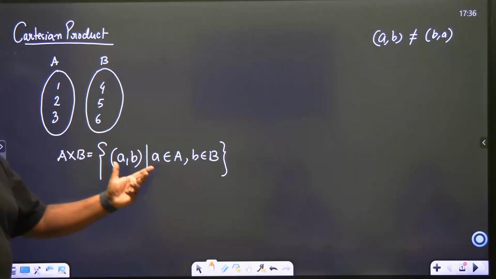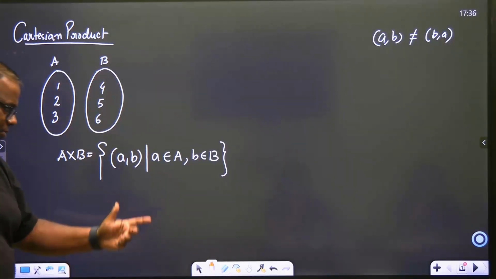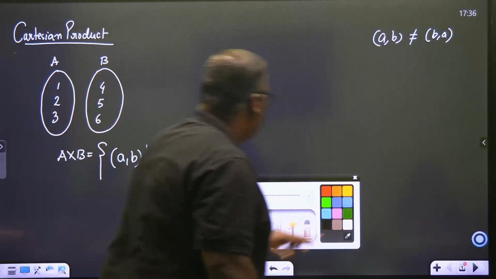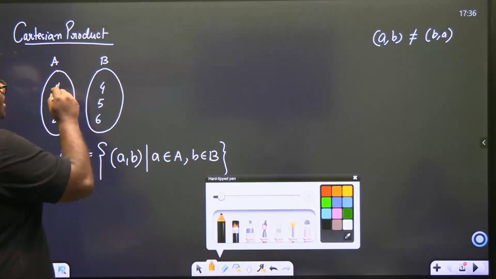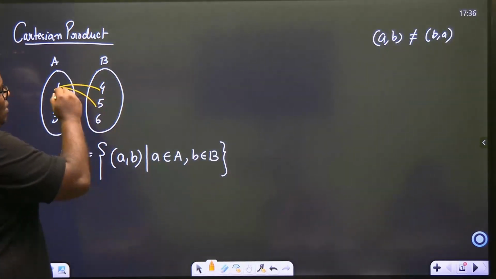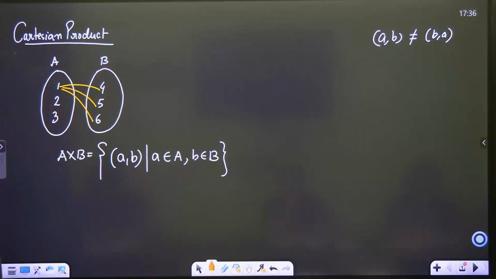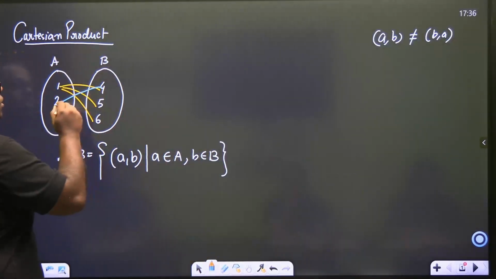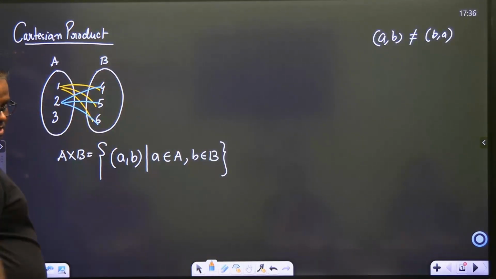All (a, b). So how do I select all (a, b)? What I can do is freeze a and pair it with 1, 4, 1, 5, 1, 6. This is the first pairing. Similarly, after this, I can start pairing 2, 4, 2, 5, 2, 6, right?